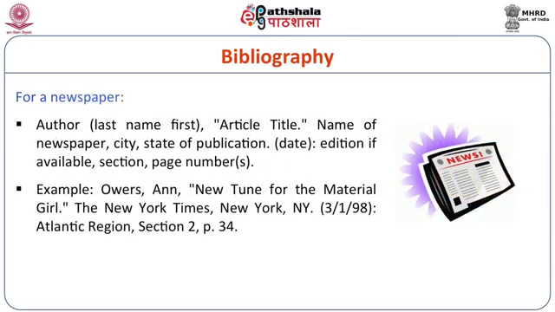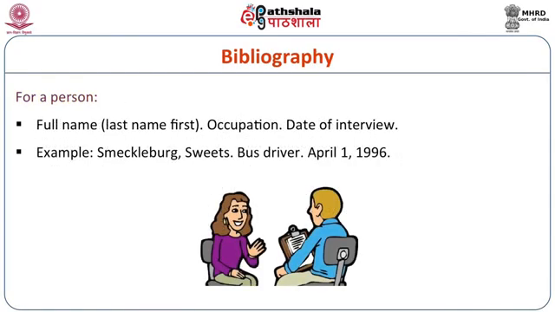For a newspaper, again it will be different. Author, if available, last name first, like who wrote that article in which newspaper. So the article title, then the name of the newspaper. Not only the name of the newspaper, like you read in Times of India, but Times of India has various city publications. So you will have to write Times of India, Delhi edition, state of publication, date, edition if available, section, then page numbers.